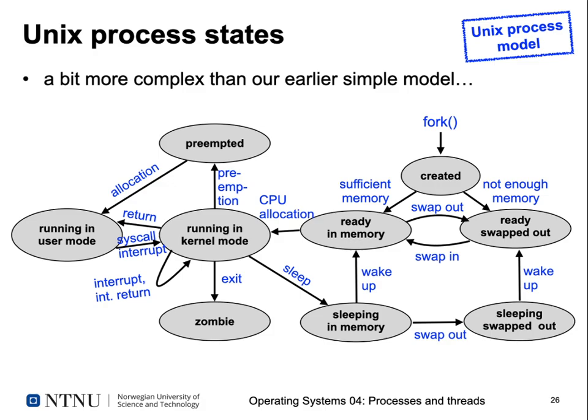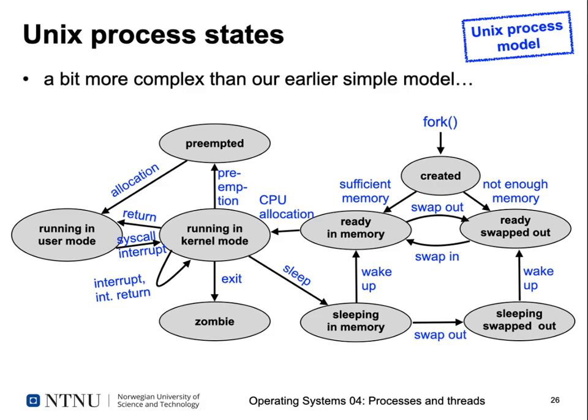And what can happen then is, if we have enough memory free, a swapped out process can be swapped in, so it's ready in memory. Or a process that's ready in memory, if we're low on memory, can be swapped out to disk. So as soon as a process is ready in memory, it can be allocated to the CPU. So this would be the ready to running transition we've seen before.